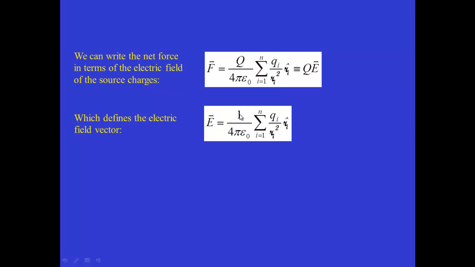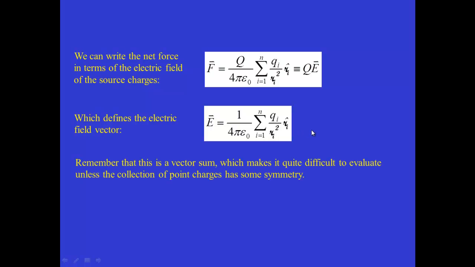And so if we factor out the Q, we can define the rest of the terms in this expression as some kind of unique property of the source charges. And that is what we call the electric field vector: 1 over 4 pi epsilon 0 times the familiar summation. Remember that when we do this kind of calculation, and you will have some problems on the homework to do, it's a vector sum. And in general, for some arbitrary collection of source charges, it can be quite difficult to evaluate unless those point charges have some kind of symmetry.